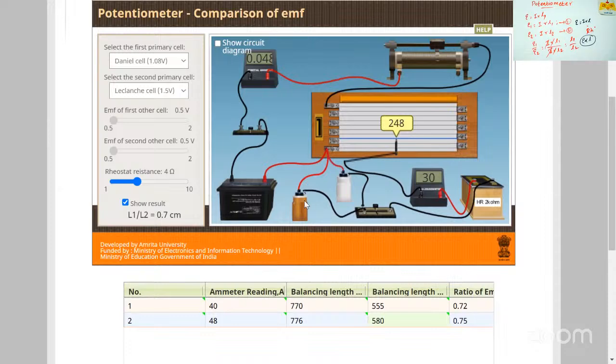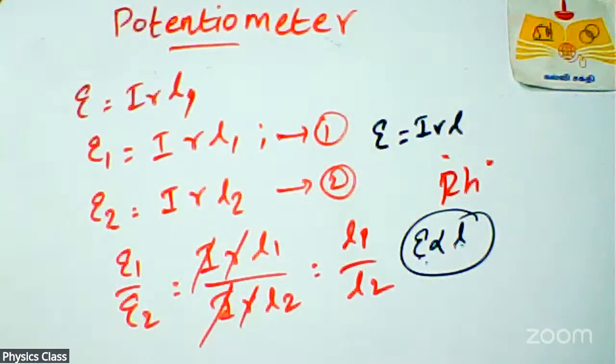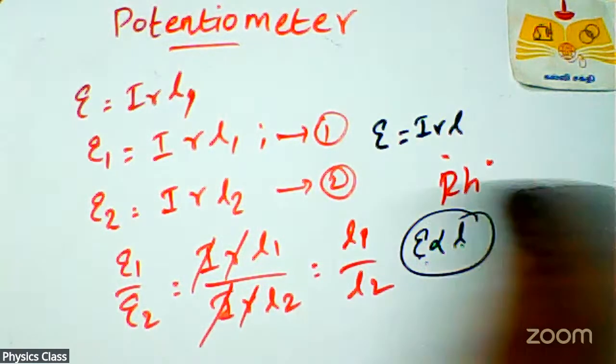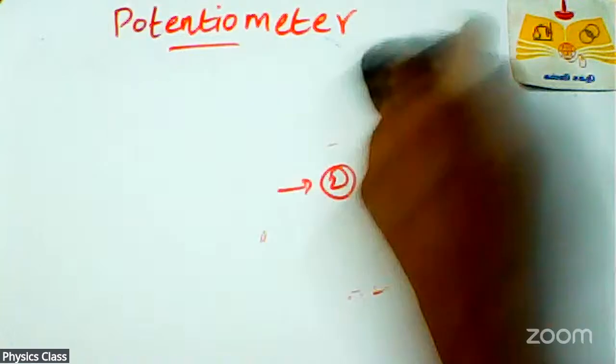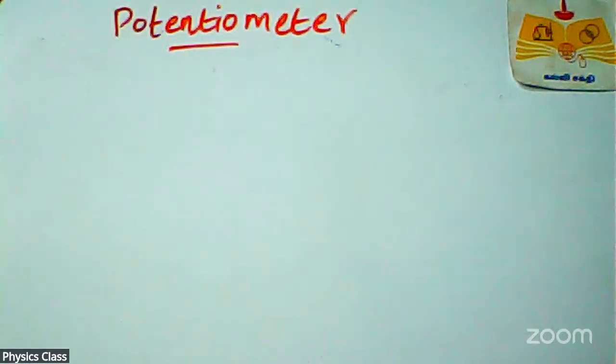Okay, so you have to consider. Don't take that value. Okay, right. So this is the first case, and now we can move into the second case, that is, using a potentiometer for the internal resistance of the cell to be calculated.